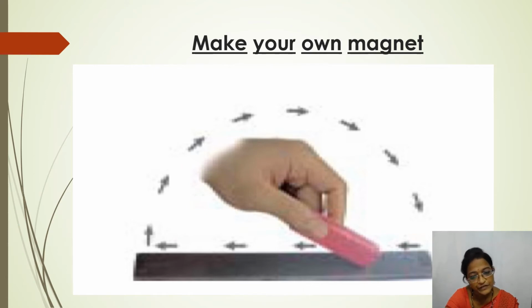If it has become a magnet, fine. If it has not become a magnet, what should we do? You should continue the process for some more time so that the iron will turn into a magnet. This is how we can make a magnet.